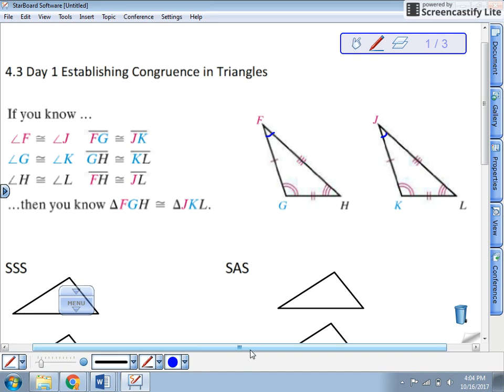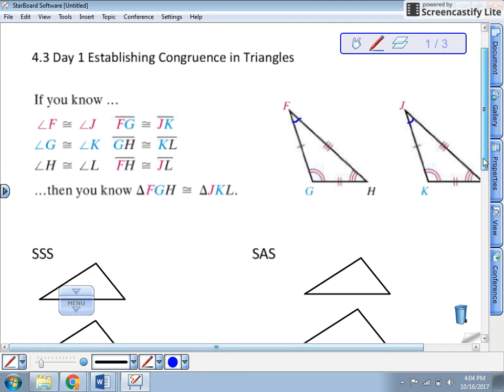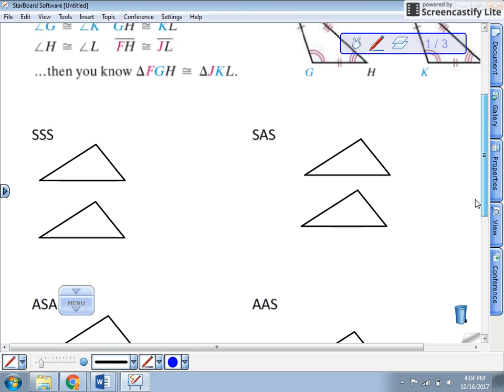We don't have to say all 3 angles and all 3 sides are congruent. We have congruence theorems, and we're going to talk about those. Okay, so the first one stands for SSS. That stands for side, side, side. I'll write that out.